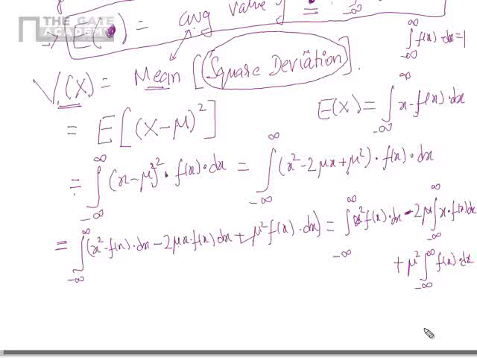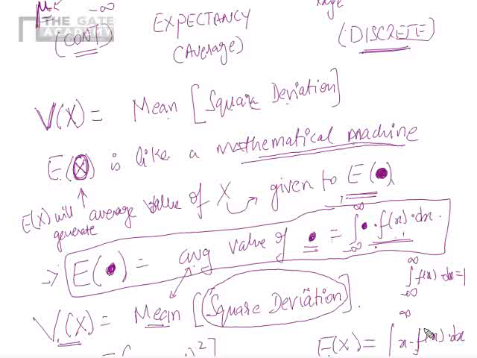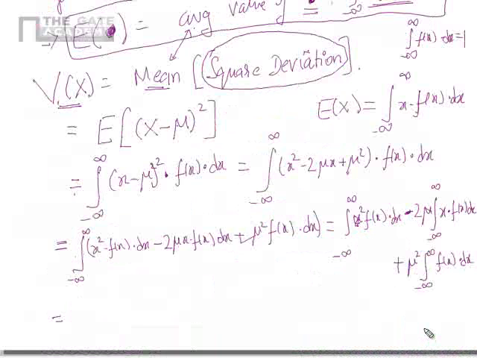Now you see, the moment you write it, some mystery is going to happen. Now going by this dot analogy, something into f of x dx from minus infinity to infinity will give you the average value of this quantity, correct? That means what will this give you? X square f of x dx from minus infinity to infinity will give you what? The average value of x square, correct?